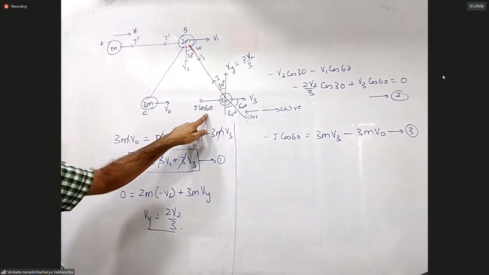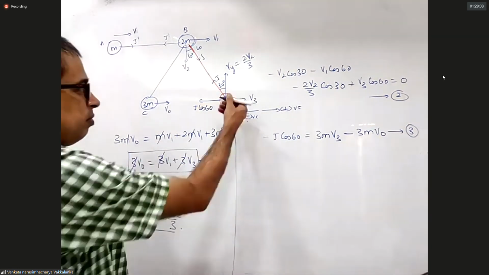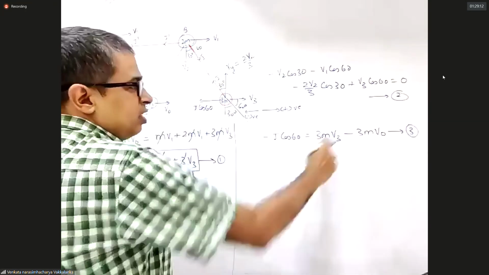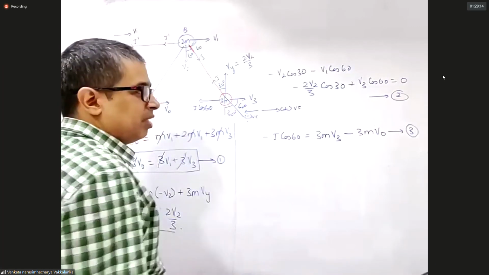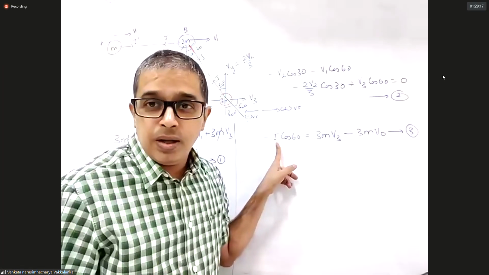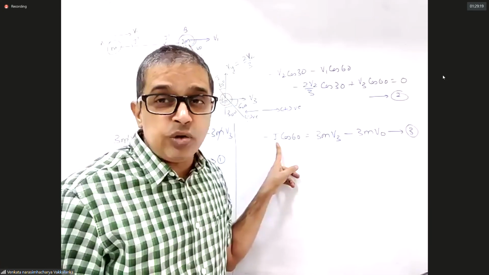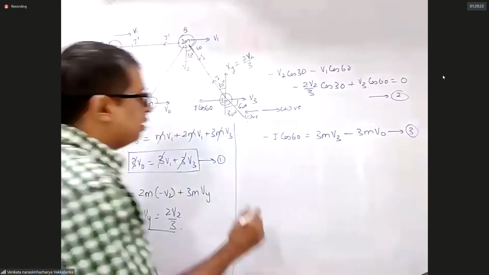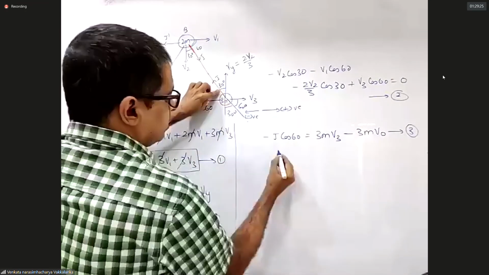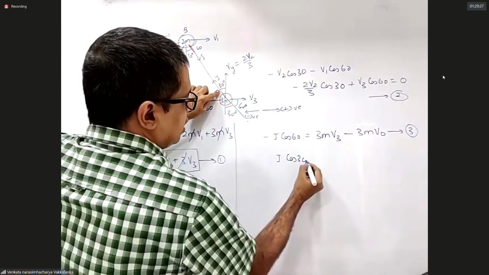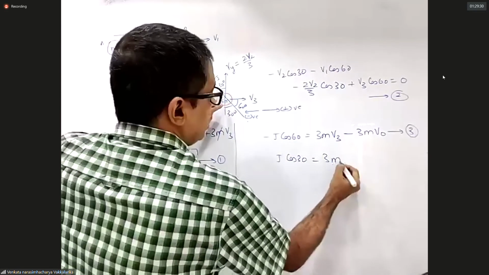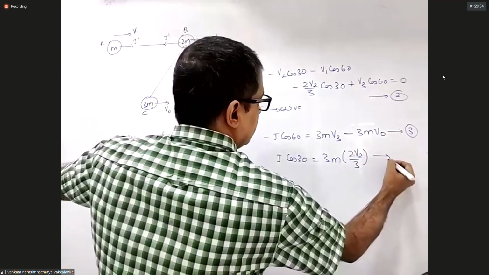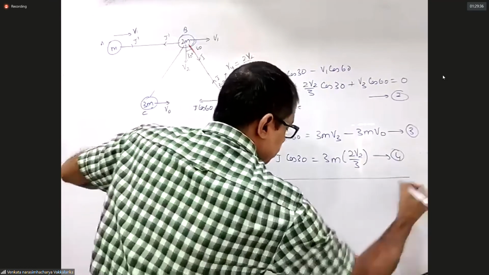J cos 60, with a negative sign because it is towards this direction, equals 3m V3 minus 3m V0. Now, in a helpless state, you introduced J. Please eliminate J, my problem is solved. How do I eliminate J? J cos 30 is equal to 3m into Vy, 2V2 by 3. This is my fourth equation.